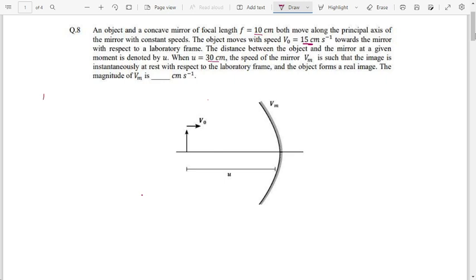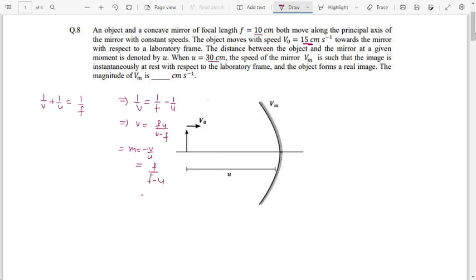Okay. So we can use the mirror formula. It's a standard question. 1 by v plus 1 by u is equal to 1 by f. From here, you can see that 1 by v comes out to be 1 by f minus 1 by u, which means v becomes fu upon u minus f. Now, magnification is minus of v by u, which is nothing but f upon f minus u. Okay, so I have found magnification.